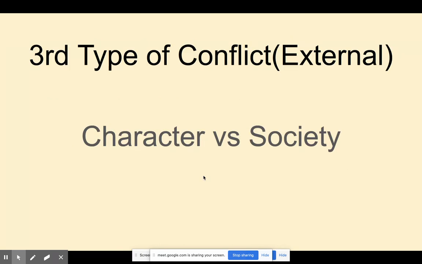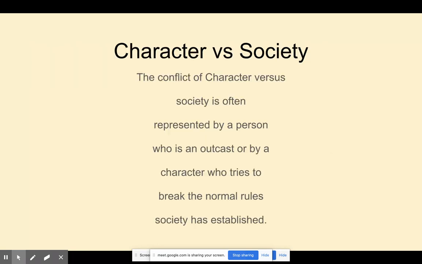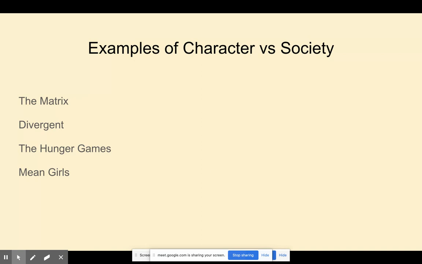Another type of conflict is character versus society. Okay, so this deals with somebody who's an outcast. An outcast is somebody who doesn't fit in, right? They're on the outside, and they're trying to change the way that they're being treated. Usually, it's because the rules are messed up in some way, right? So these are some examples of stories that have character versus society, right? Like The Hunger Games or Divergent, Maze Runner, stuff like that.